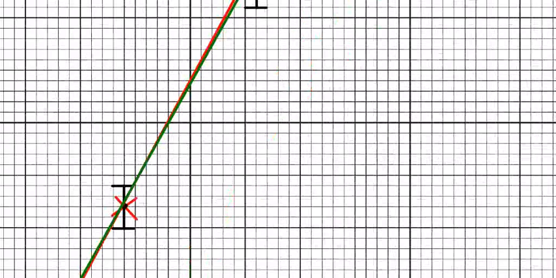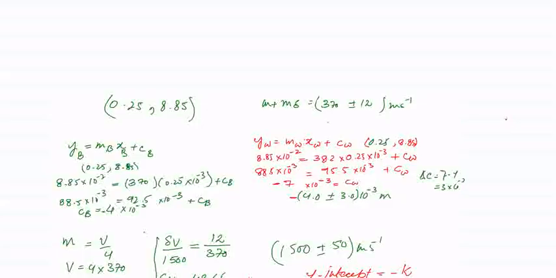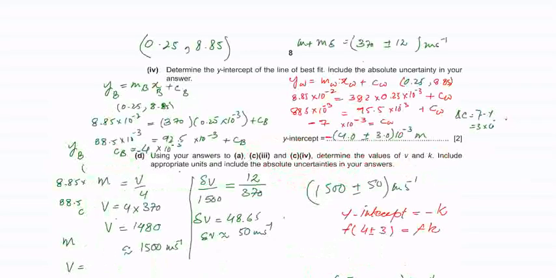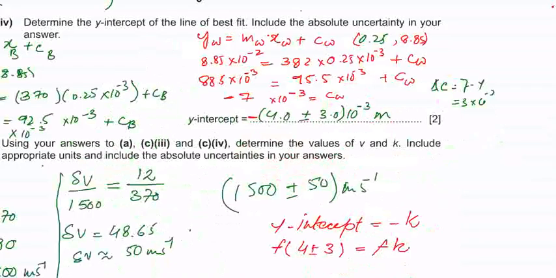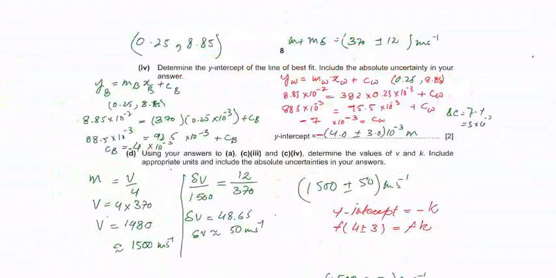So it is 0.25, 8.85 for both. So 8.85, luckily I got this value. So 8.85 times 10 power minus 2 to convert centimeter into meter, and 370 times 0.25 times 10 power minus 3 plus c_b. So after calculation, we got minus 4 times 10 power minus 3, using significant figures for simplicity's sake.